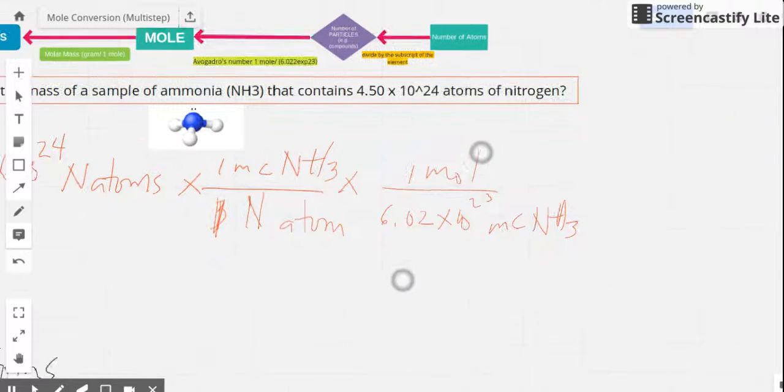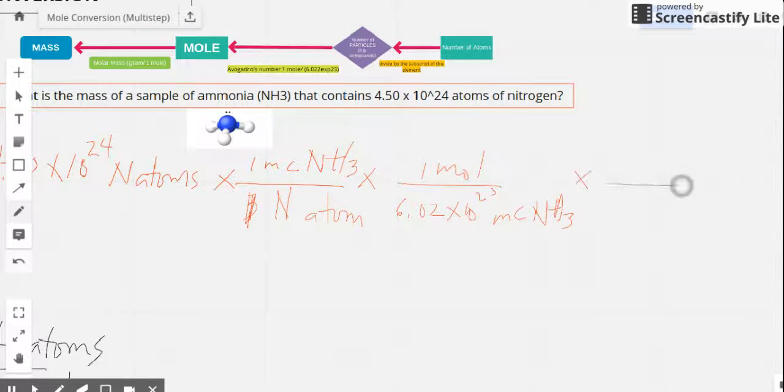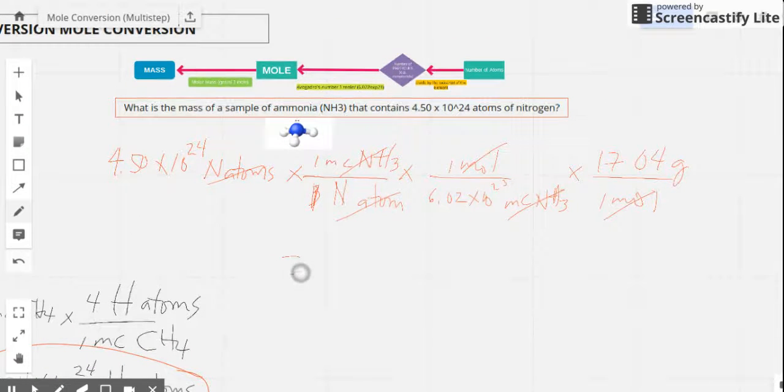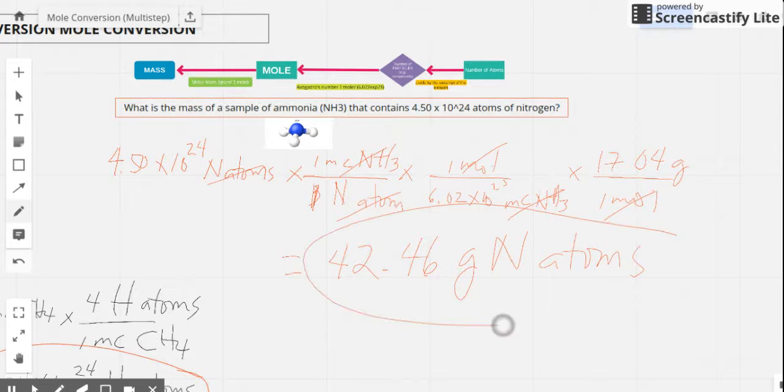And then we go on to its molar mass. So times 1 mole is equal to 17.04 grams NH3. So cancel out the units you don't need. And so putting everything in the calculator will give us 42.46 grams of nitrogen atoms. So this is the mass of the atoms of nitrogen that's present in your sample of substance. Thank you.